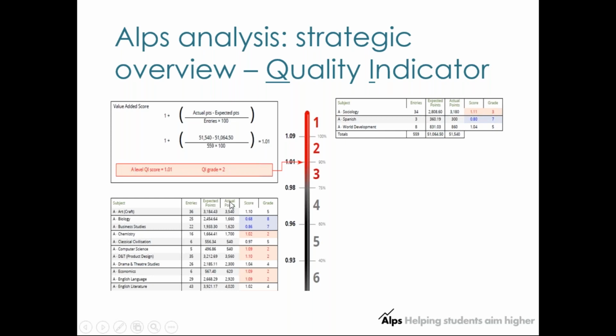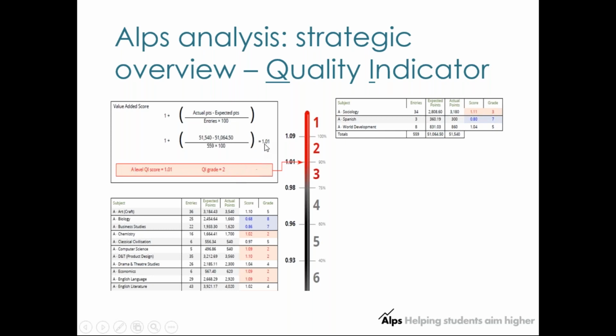We are then also looking at the actual points that that student or that student cohort in, let's say, art gained. We're then providing a score, which is an Alps score on our thermometer, and an Alps grade, which uses this score on the thermometer. So here in the equation, you can see it's actual points minus the expected points, which once we've put it through the equation, will give us a score and a grade.